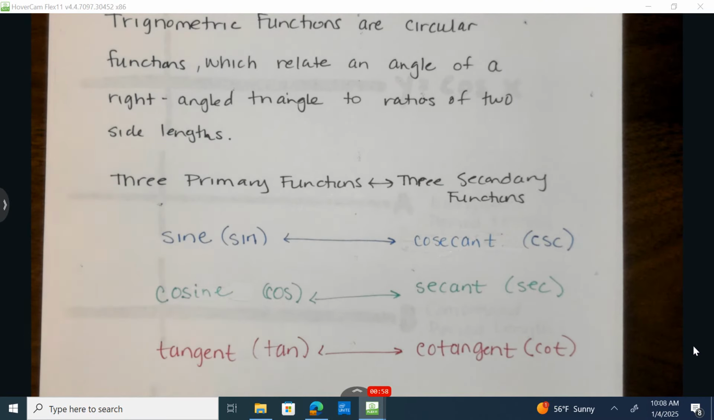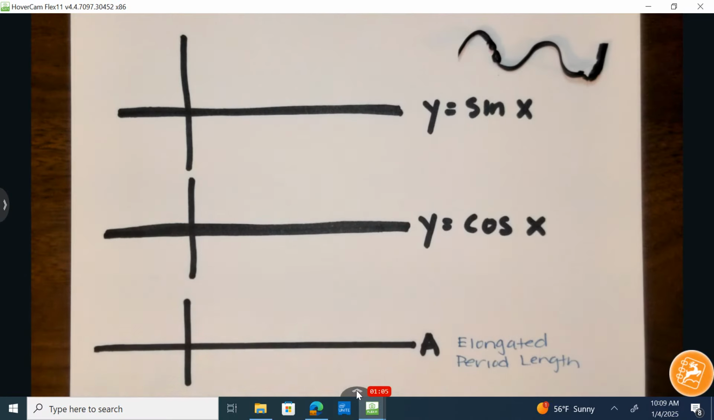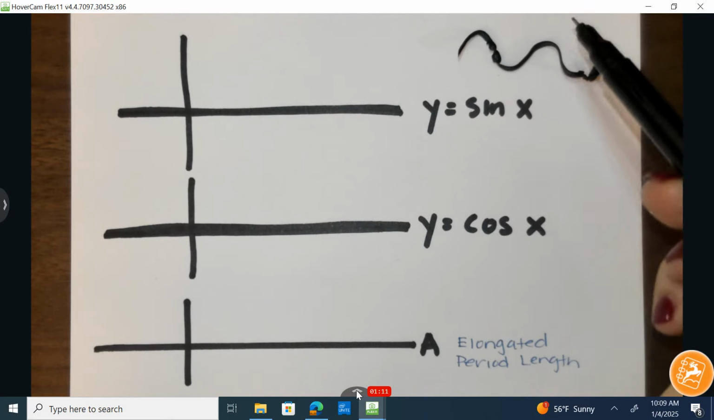Today we're going to talk specifically about sine and also introduce cosine functions. Both sine and cosine, until you dive deeper into them, will look very similar. They make this ongoing wave shape.